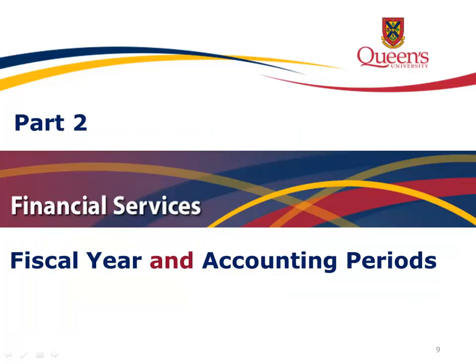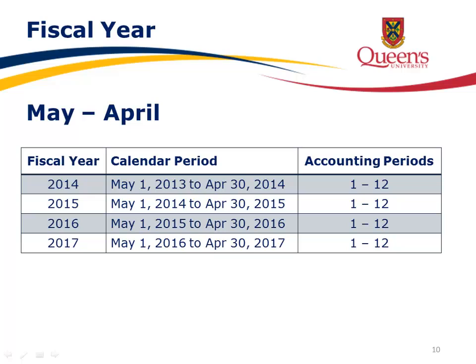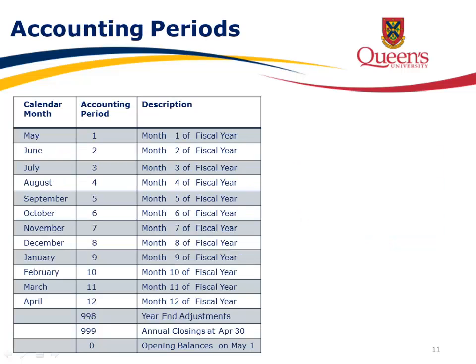Part 2. Fiscal year and accounting periods. The university's fiscal year runs from May 1st to April 30th, representing accounting periods 1 through 12. For example, fiscal 2015 includes the calendar period May 1st, 2014 to April 30th, 2015. Accounting periods record GL transactions for the calendar month.